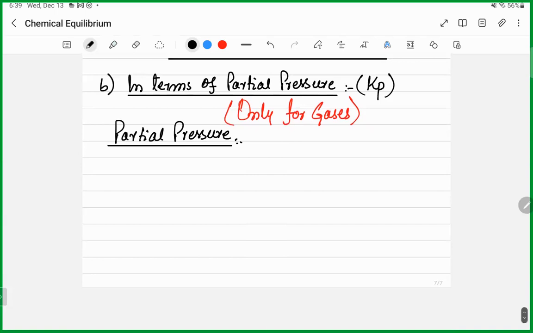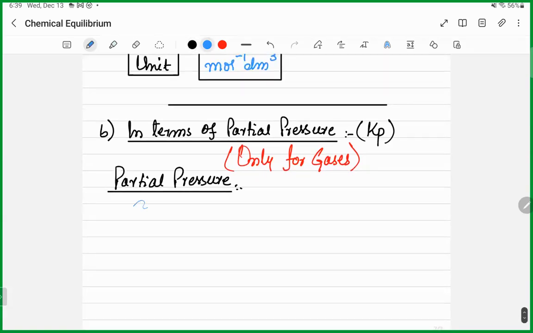Clear? So partial pressure is basically the pressure exerted by a gas in a mixture of gases.